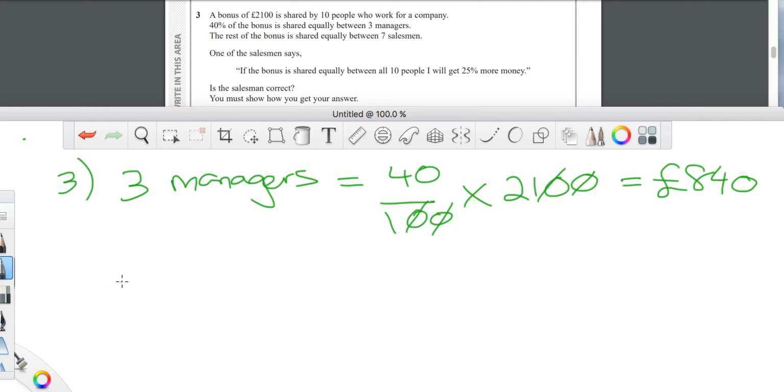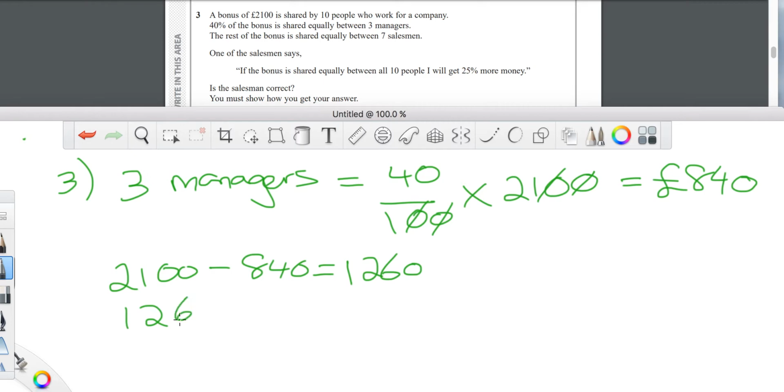Next step, how much would the rest of the 7 salesmen get? So the 7 salesmen would get what's left over, so 2,100 minus 840, which is 1,260. So divide the 1,260 by 7, and you would get 180.